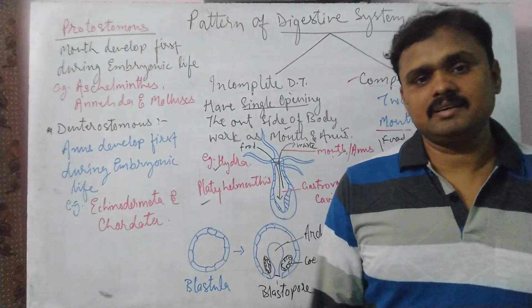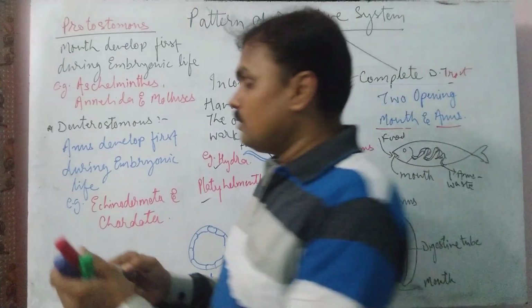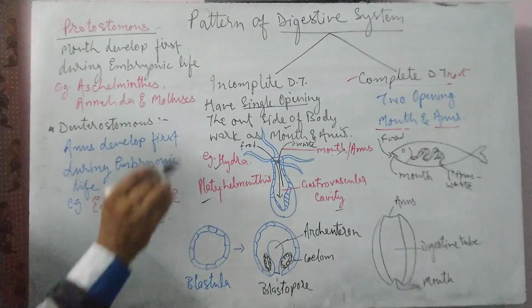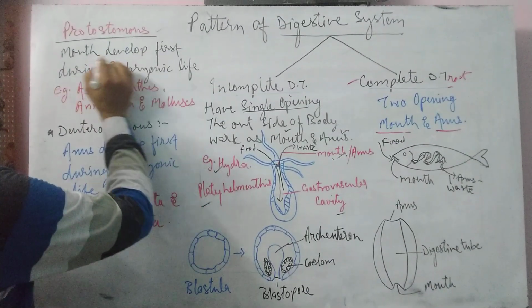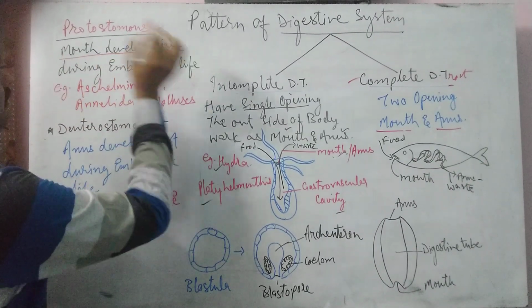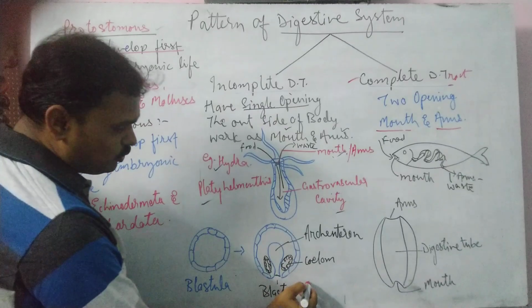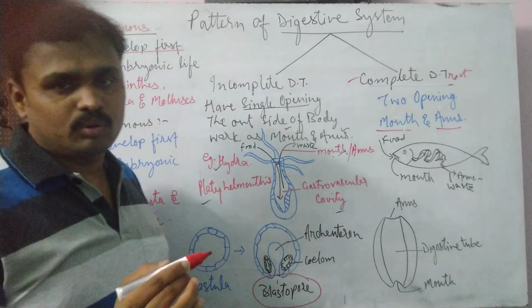So we have divided them into two groups. One is the protostomes. What is that? Protostomes. In the protostomes, the mouth develops first. During this embryonic time, like the blastula, this is the blastopore. Do you remember this point? That is the blastopore.